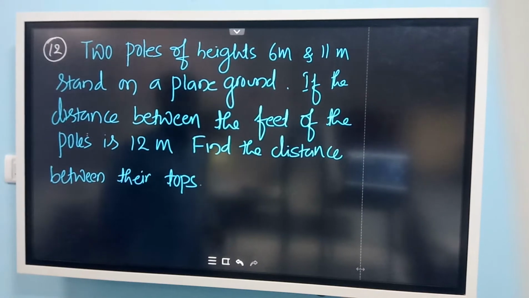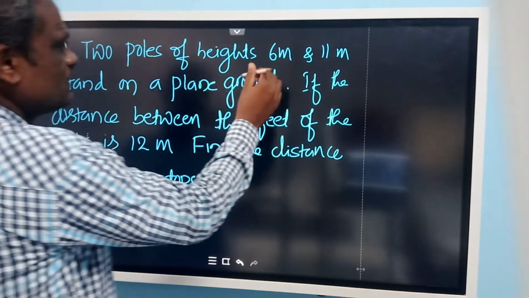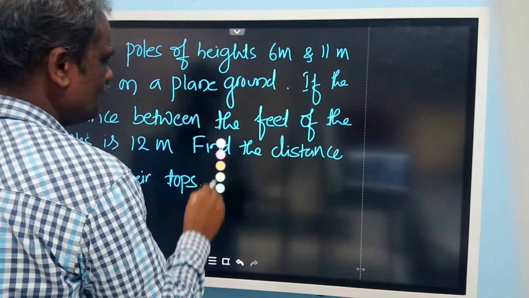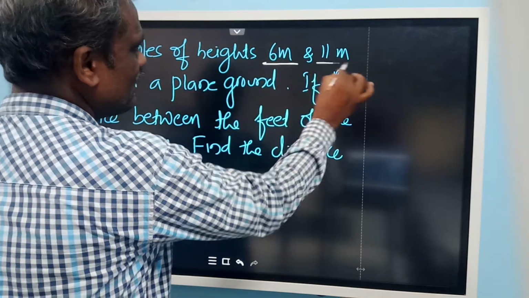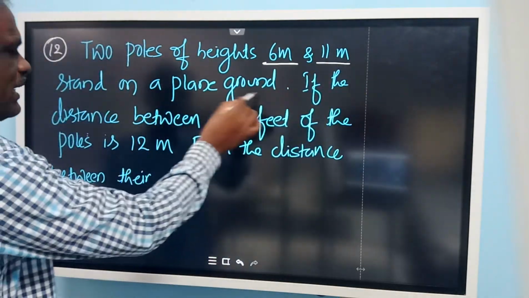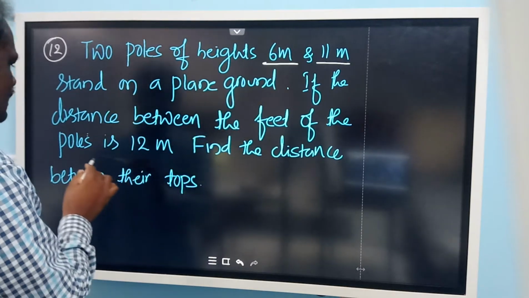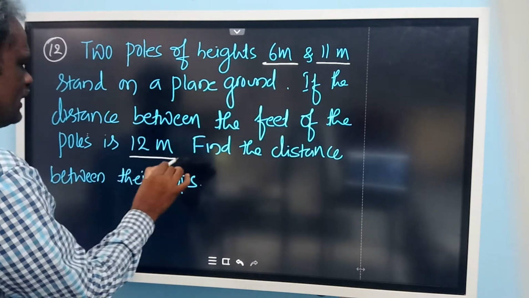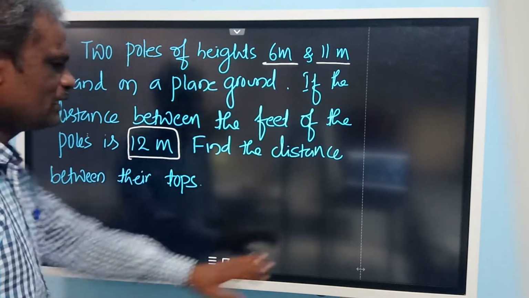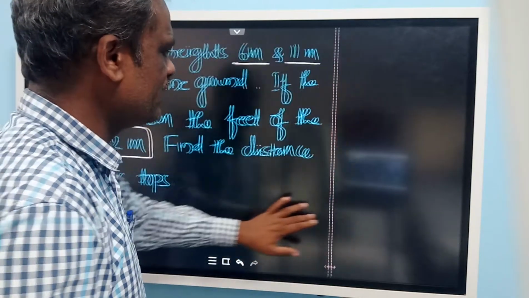So look at this question. Two poles of height 6 meter and 11 meter are given. One is 6 meter in length, another one is 11 meter, standing on a plain ground. If the distance between the feet of the poles is 12 meter, then find the distance between the tops. Now let me draw the diagram here.